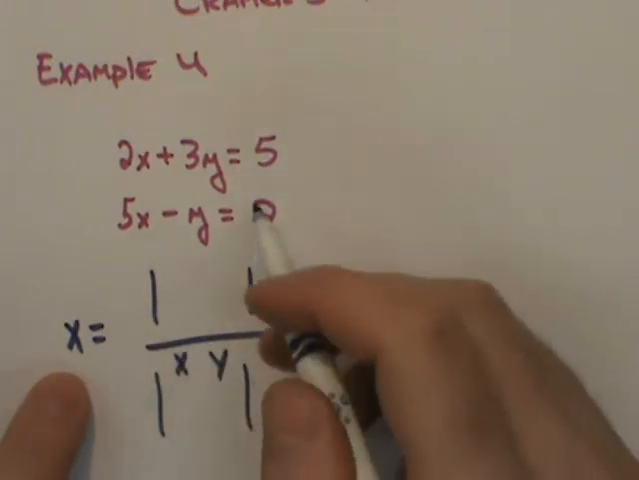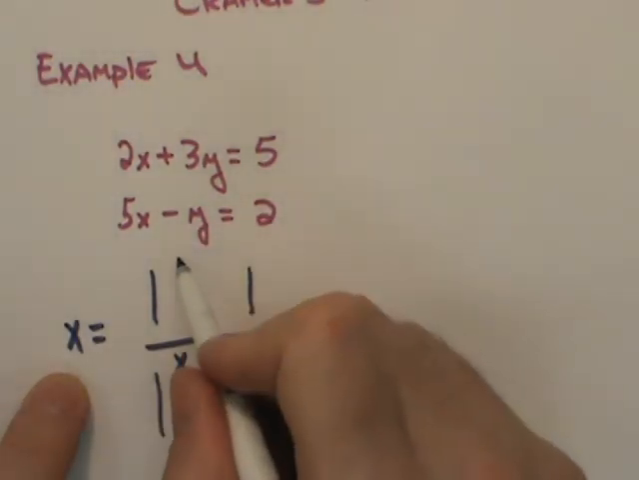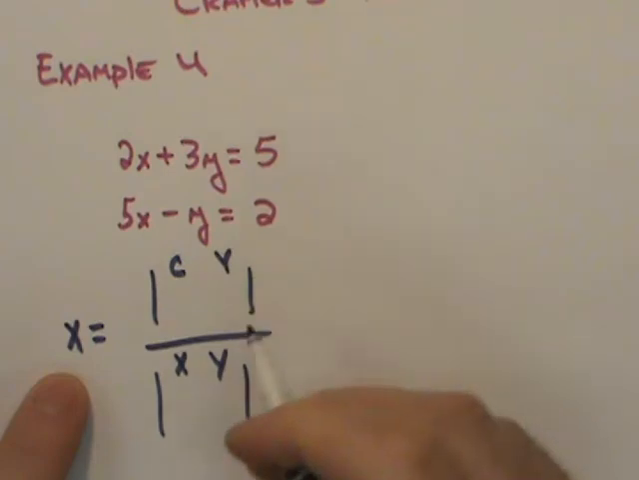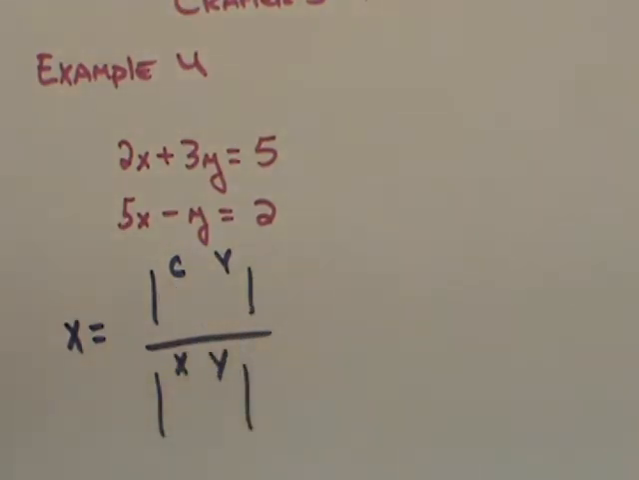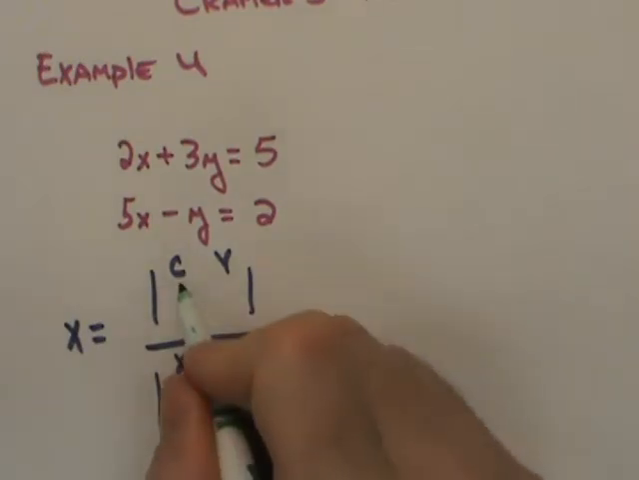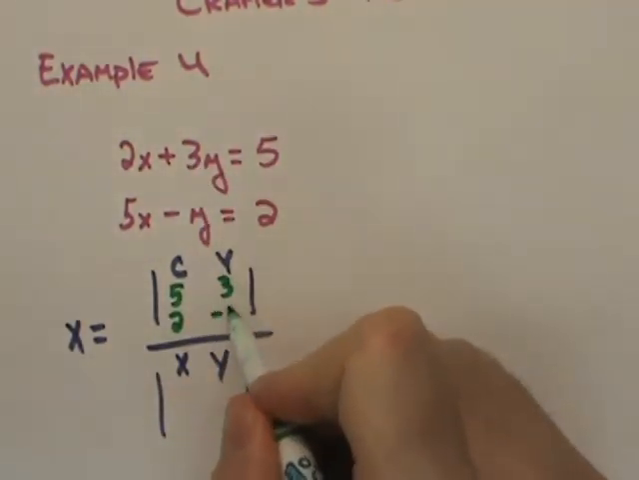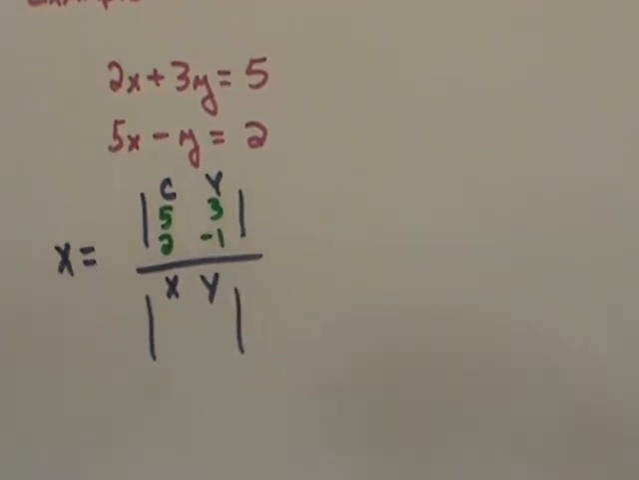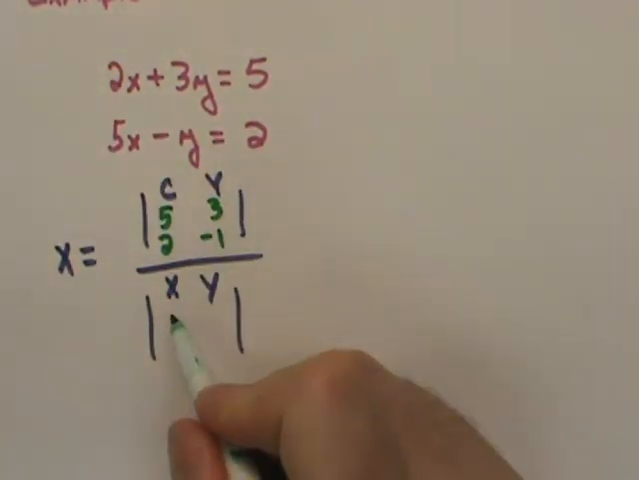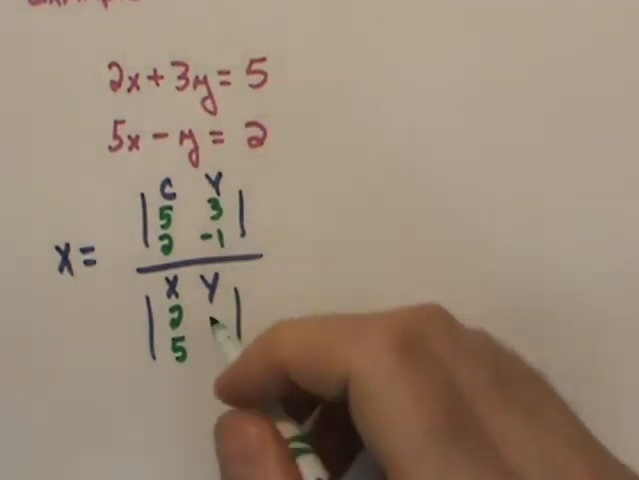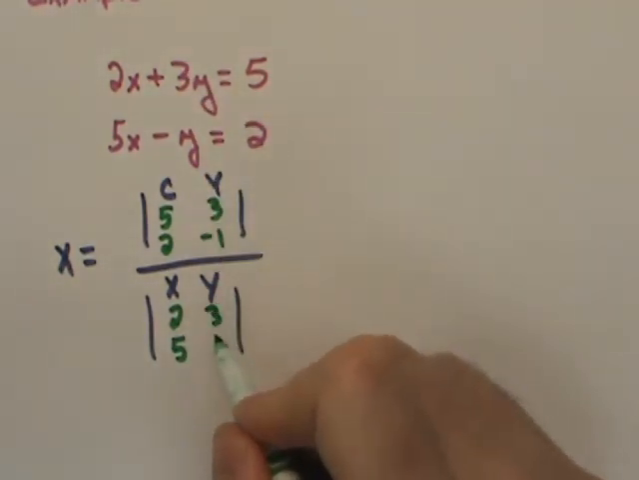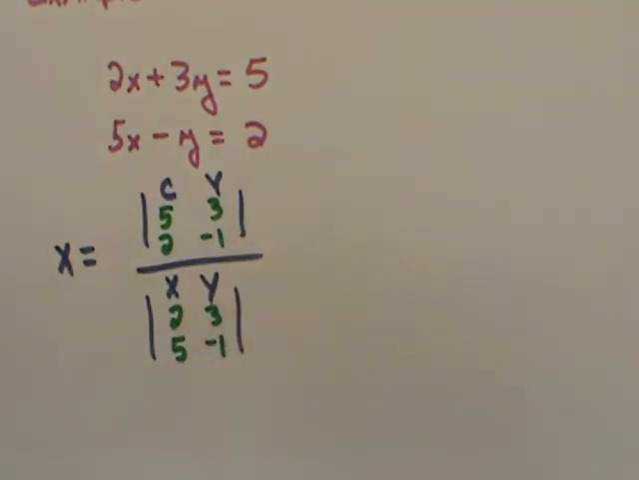In the top, because you're solving for x, you want to have c and then y. And so I can call this 5, 2, 3, negative 1. For the bottom, I can go 2, 5, and the y's, I'll go 3, negative 1. I'll be careful here.